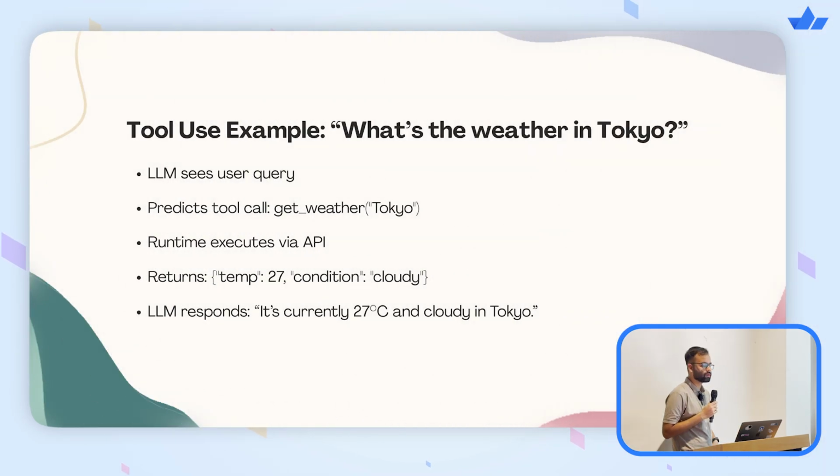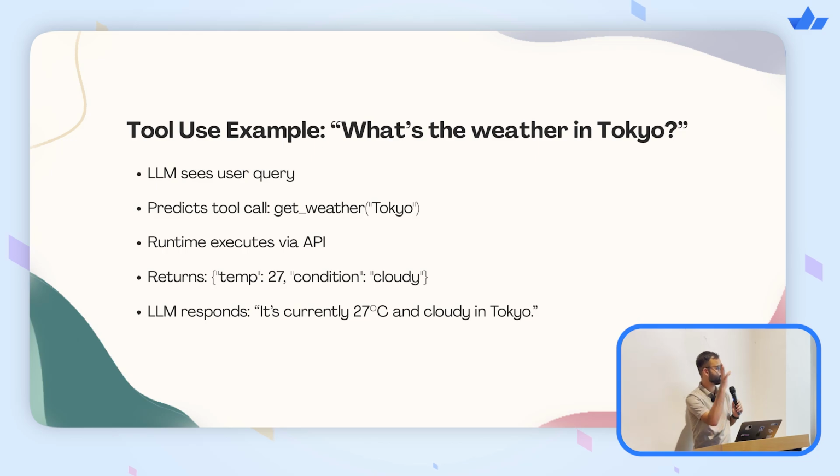So this is what is happening. When the weather tool that I just showed you in the snippet is called, this is what is happening behind the scenes. The LLM sees the query and predicts that this is the tool it needs to call, and it is passing Tokyo as a parameter, you can see. Then it calls that tool and executes that function, get weather.